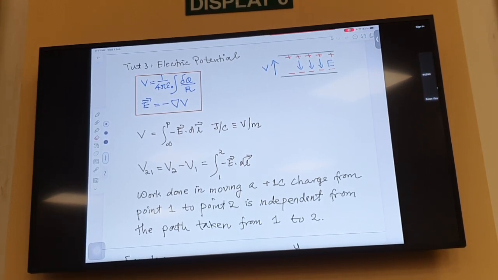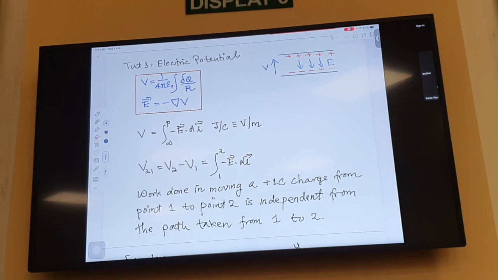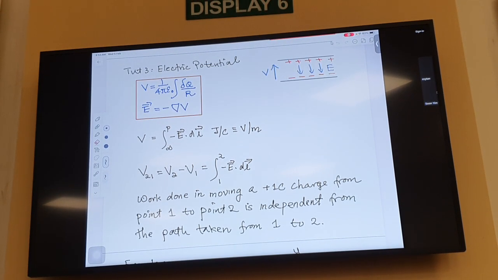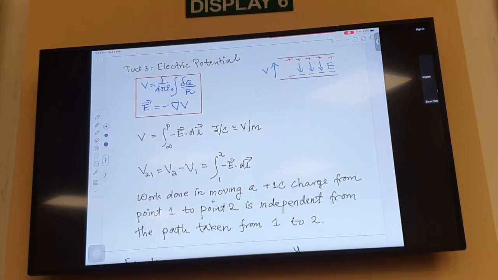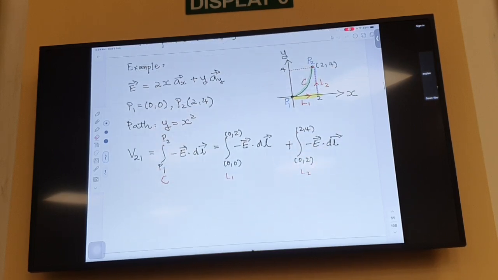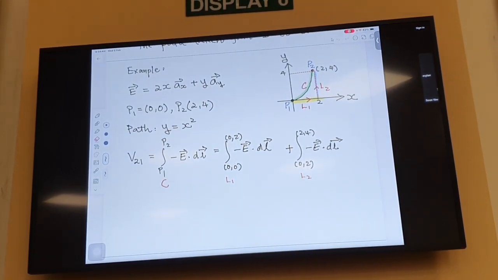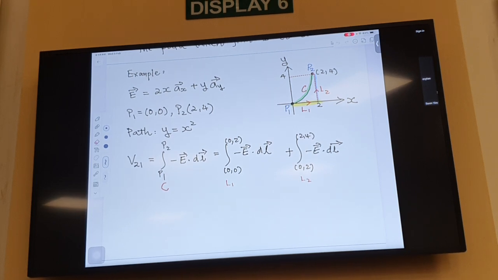But when you go to time varying fields, that will be different. Clear? So take note of the assumption here. This is still under electrostatics. Also here, this is just an example: you are given the electrostatic field, and you are asked about point 1 and point 2. I just draw a simple example.